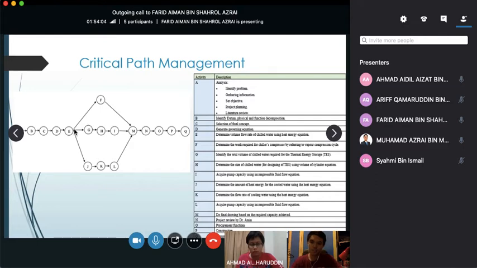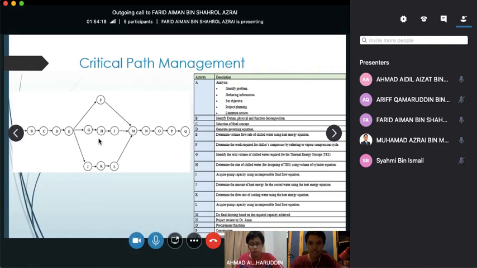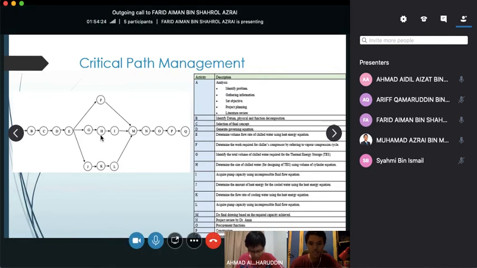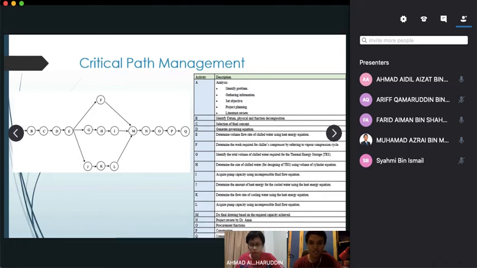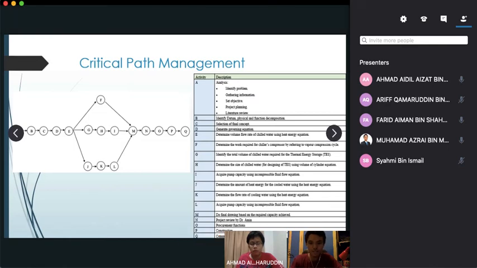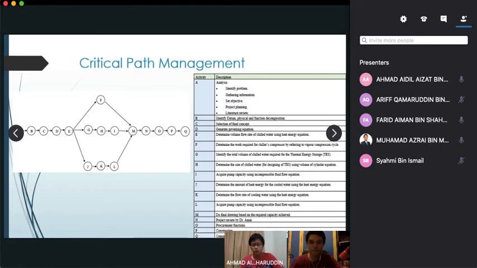Then the next step is divided into 3 main components. Firstly is to determine the work required for the chiller component by referring to the vapor compression cycle. The second is to identify the total volume of chilled water required for the thermal energy storage. Then we determine the size of the chilled water tank for designing the thermal energy storage sizing, using the volume of cylinder equation. Once we obtain that, we acquire the pump capacity using the incompressible fluid flow equation.